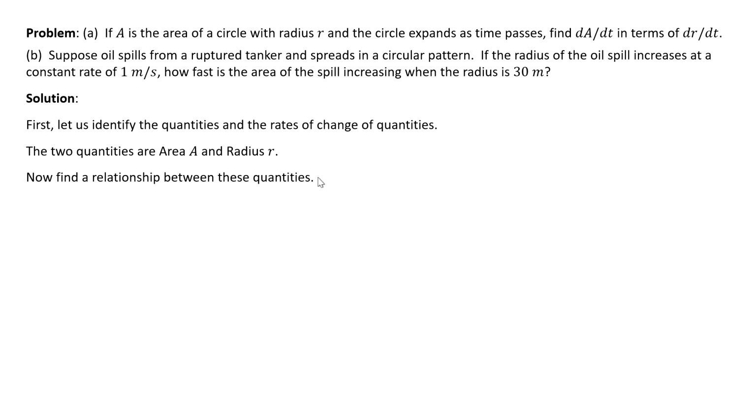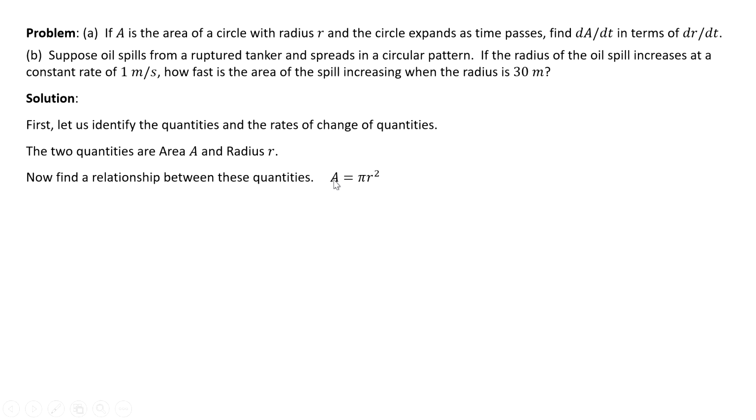Yeah, we have a formula. A equals pi r squared. That's one of the first things that you need to do. Come up with an expression relating these quantities. And once you get that, you differentiate both sides with respect to t. Once you find a relationship, you take the derivative on both sides with respect to t. Can you do that?